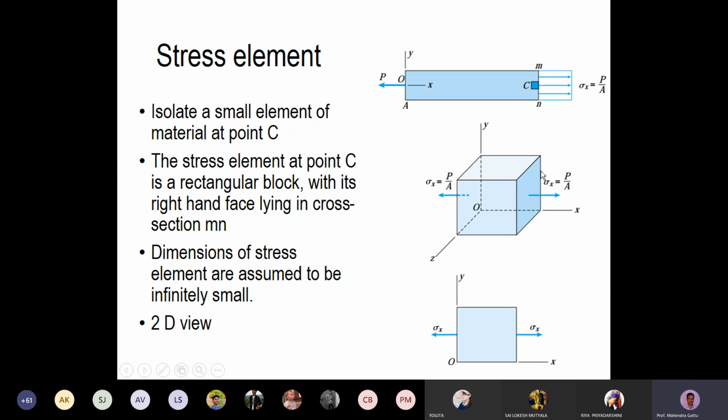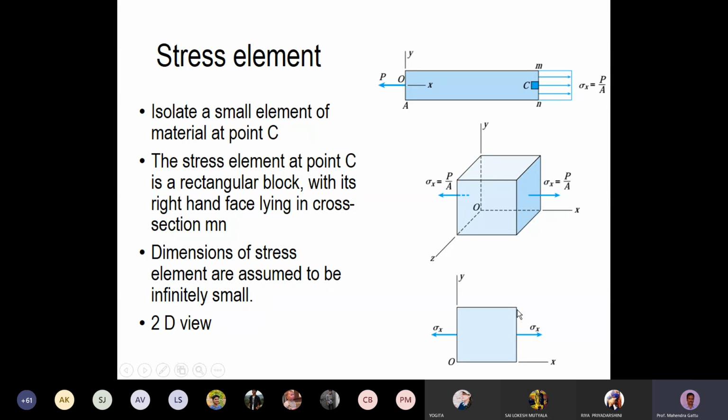This entire face we'll be seeing only as this edge, the vertical edge is being shown here, and this left face we'll be seeing only as the left edge. So the left edge is being shown here. Okay, so this is the 2D representation of this 3D stress element, and the stresses are sigma x. That sigma x on the right face is shown on the right edge here, and sigma x on the left face is shown as sigma x on the left edge.